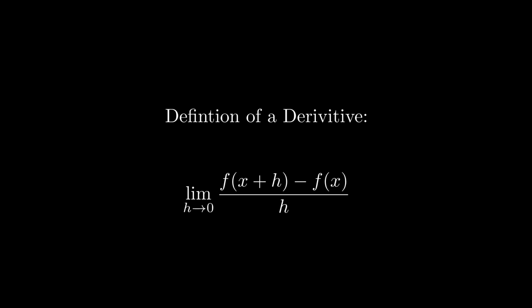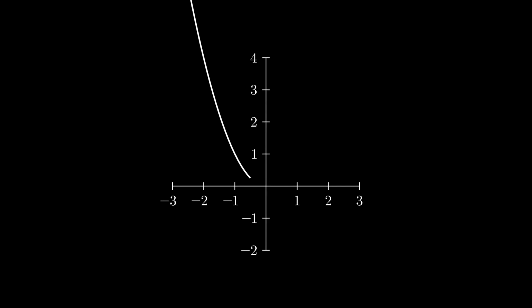Do you remember the definition of a derivative? It's the limit as h approaches 0 of f of x plus h minus f of x all over h. Memorizing what this means can help you solve derivatives, but what does this equation actually represent? Let's use a simple example of a parabola.